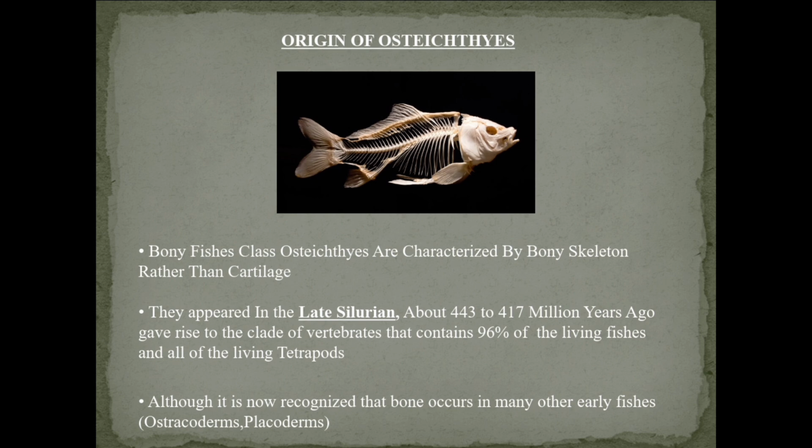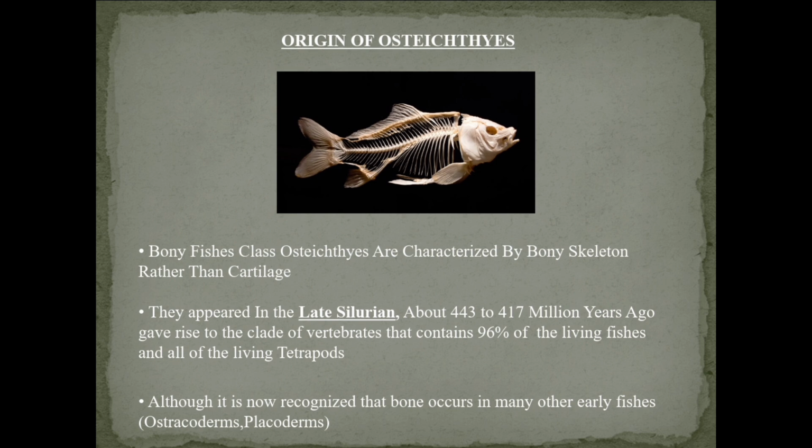Origin of osteoichthyes. The bony fishes, class osteoichthyes, are characterized by a bony skeleton instead of cartilage. This cartilage can be seen in chondrichthyes and not in osteoichthyes. And this class, osteoichthyes, first appeared in the late Silurian period.